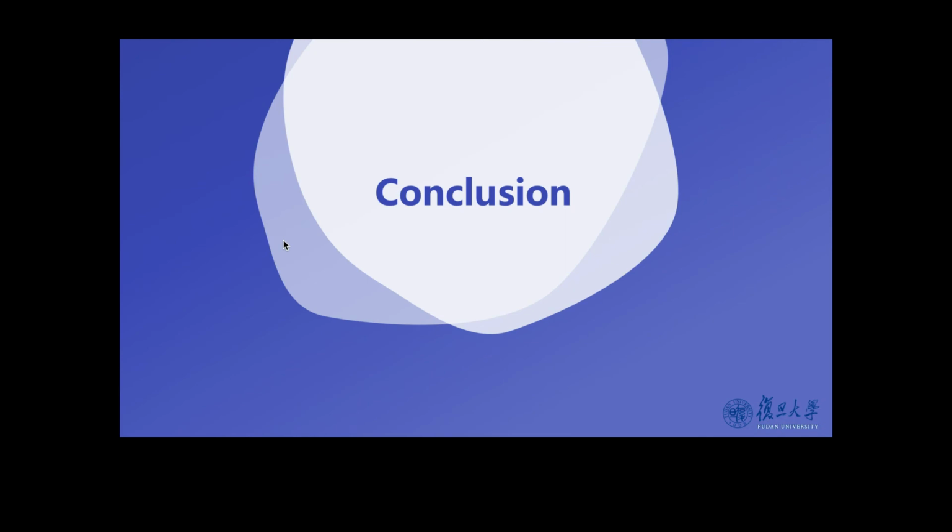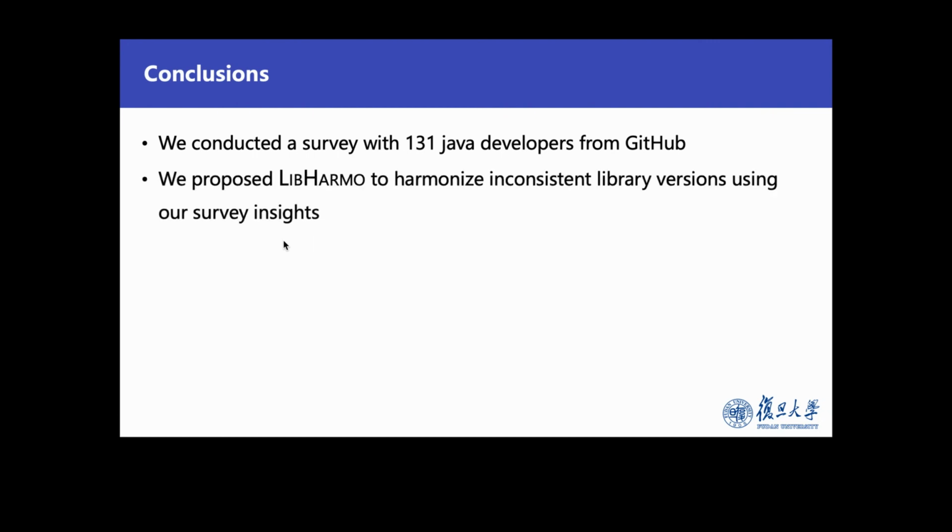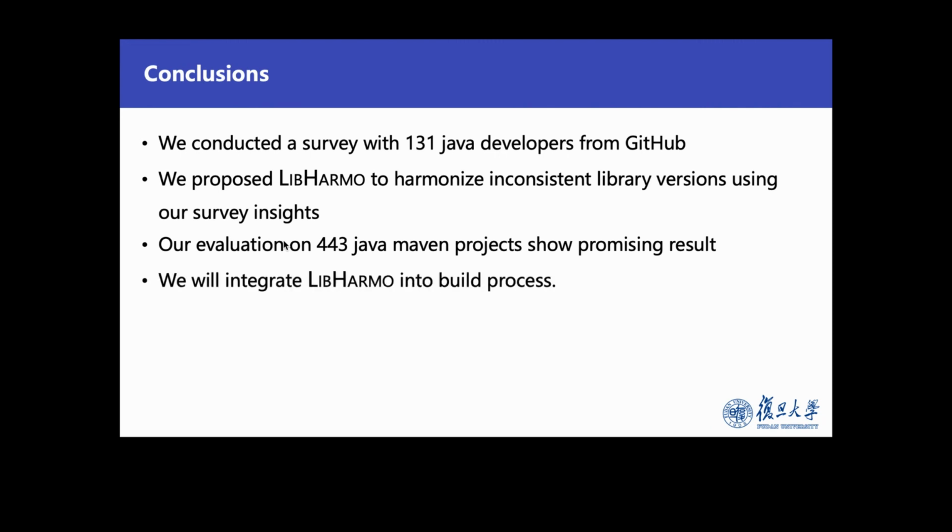The final part is the conclusion. First, we conducted a survey with 131 Java developers from GitHub. We proposed LibHarmo to harmonize inconsistent library versions using our survey insights. Our evaluation on 443 Java projects built on Maven shows promising results. And last but not least, we will integrate LibHarmo into the build process.